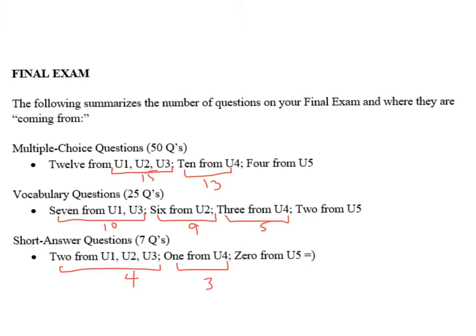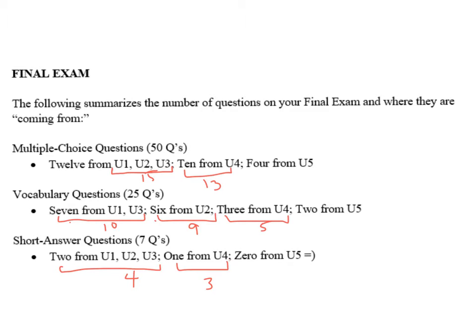Down here, with regard to the vocabulary, it was harder to narrow it down. I'm going to pick 7 from Units 1 and 3, and I narrowed it down to 10, so there's 3 duds. And I also have 3 duds here from Unit 2, I believe. I'm only going to pick 6, and I have it narrowed down to 9. From Unit 4, I'm only going to pick 3, and I narrowed it down to 5.